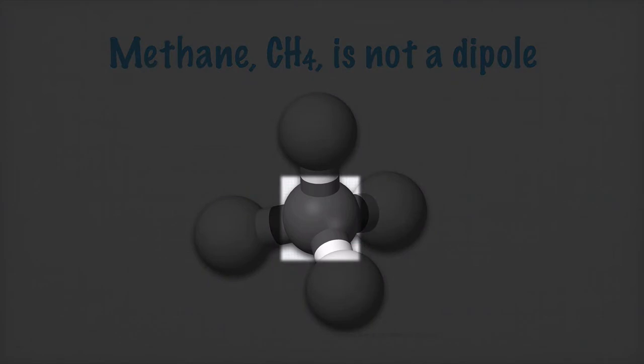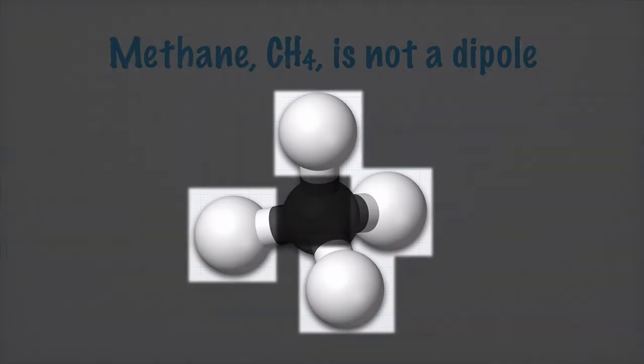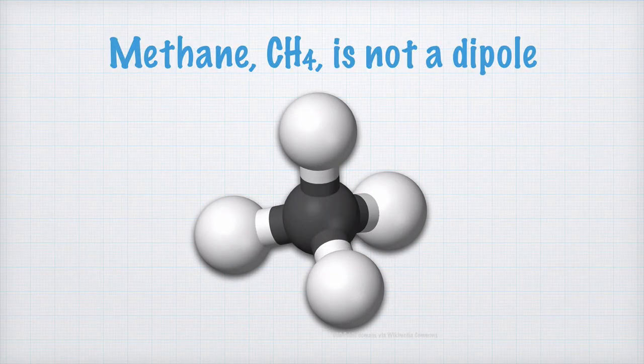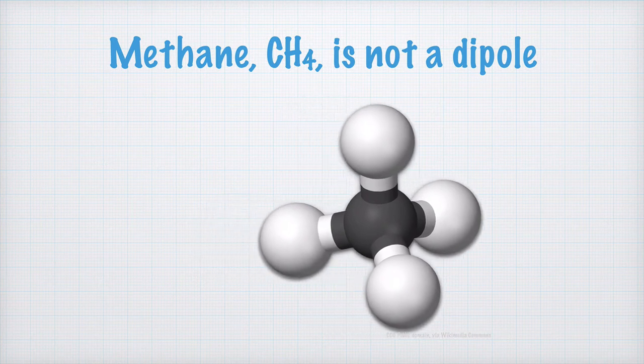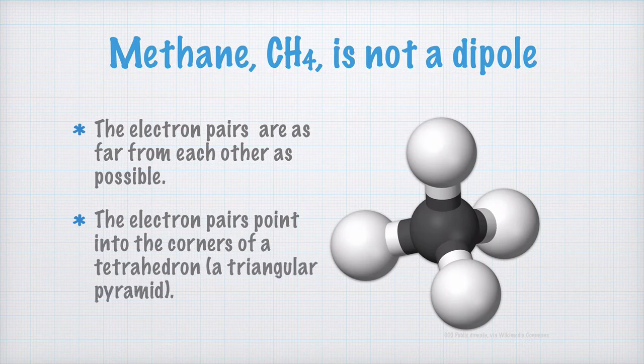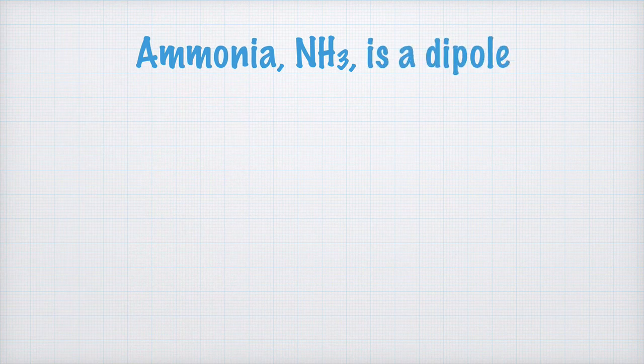Here we have the carbon atom in the center of the pyramid, and the 4 hydrogen atoms are in the corners of the tetrahedron. In this way, the electron pairs around the carbon atom are as far from each other as possible. Let's write this too: the electron pairs are as far from each other as possible, and because of this, they point into the corners of a tetrahedron, that is, a triangular pyramid. The methane molecule is not a dipole because there is no part of the molecule which is more negatively charged than any other part.